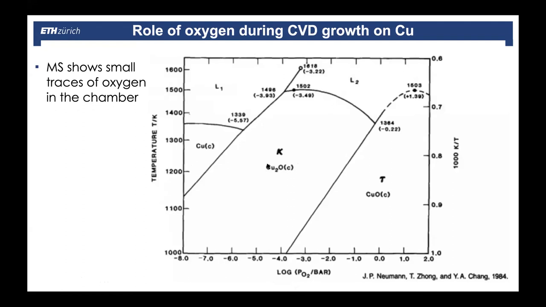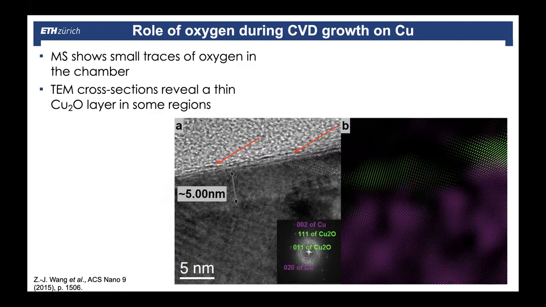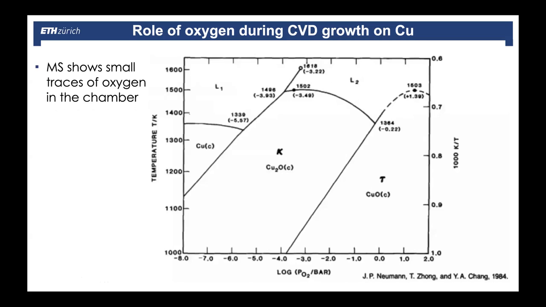There's lots of literature about it. So these step formations are oxygen-induced reconstruction or even a thin layer of copper oxide. And we did cross-section cuts through our graphene and looked at these cross-sections in the TEM, and we could indeed see that below the graphene layers, there's a thin layer of copper oxide forming during cooling. Okay, so that basically explains this step formation and everything, and the hill and valley formation, sublimation, and so on.